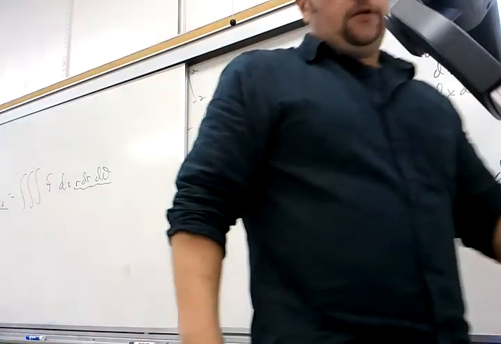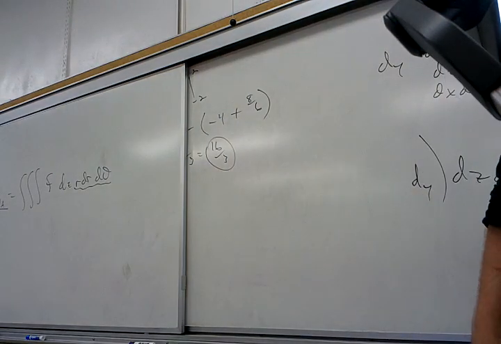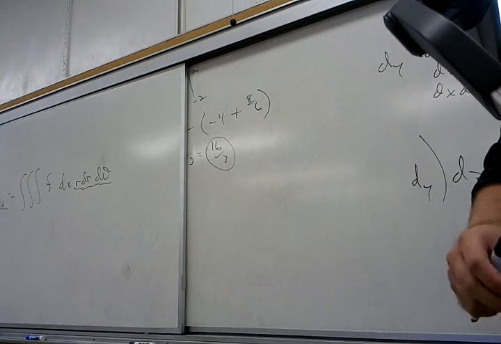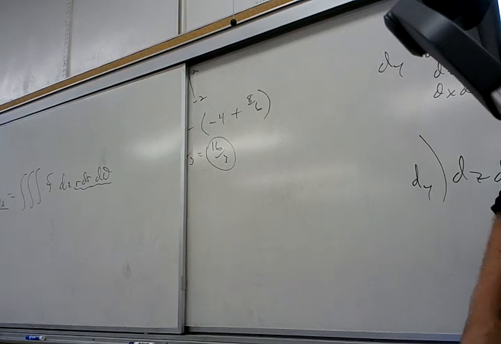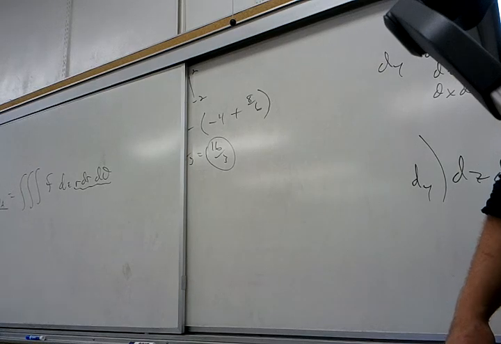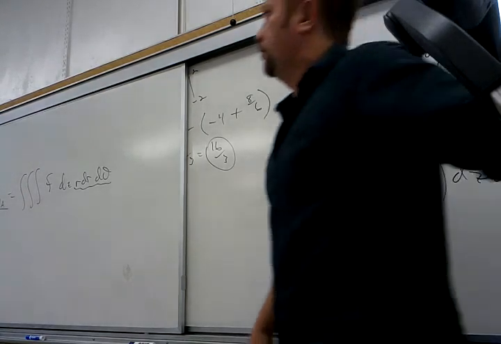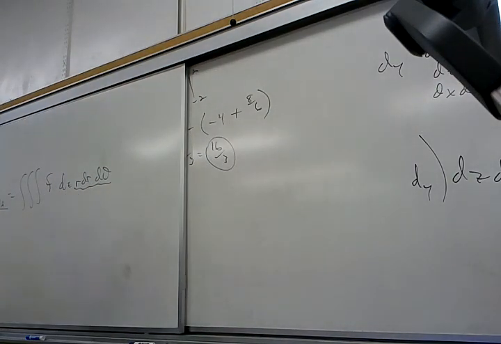If I want to do a problem here, so if I had a problem like this, that looks delicious, and I want to change the coordinate system, I want to use cylindrical on this. You can kind of see why. It's got a beautiful little x squared plus y squared in there.